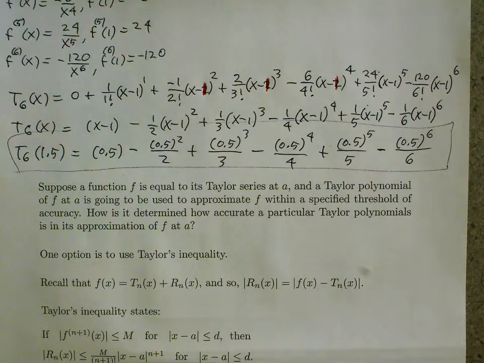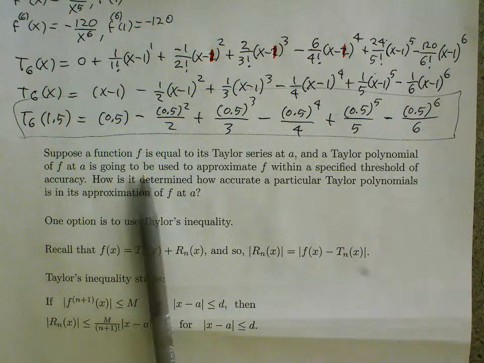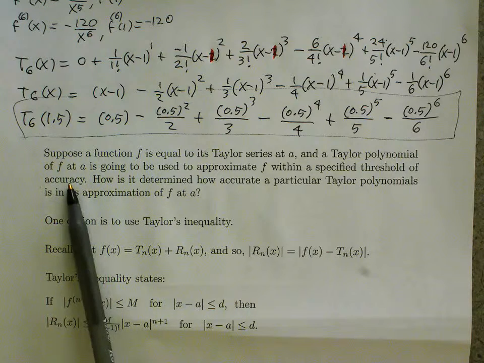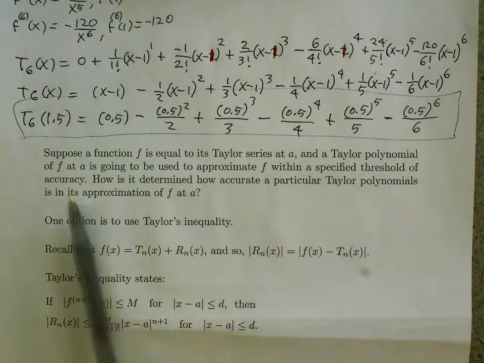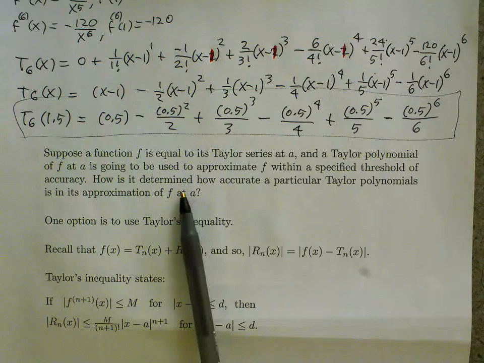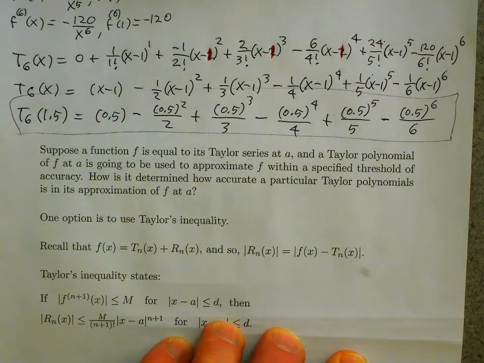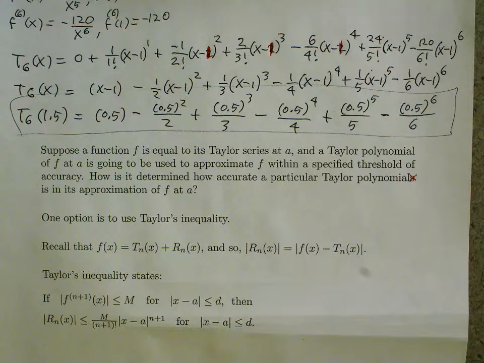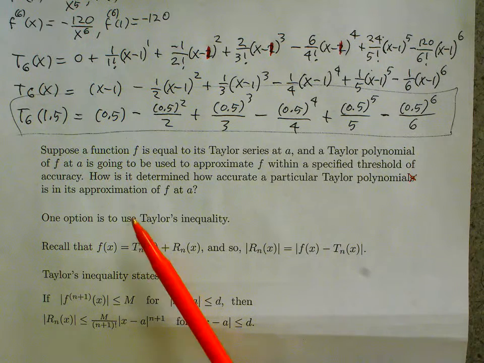Okay, the next thing, we'll just get started on this part. So suppose the function f is equal to its Taylor series at a, and the Taylor polynomial of f at a is going to be used to approximate f within a specified threshold of accuracy. So how is it determined how accurate a particular Taylor polynomial is in its approximation of f at a? How is it going to be determined how accurate a Taylor polynomial is when it's used to approximate a function f?